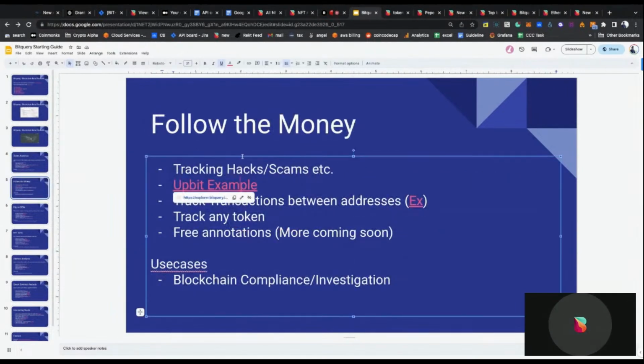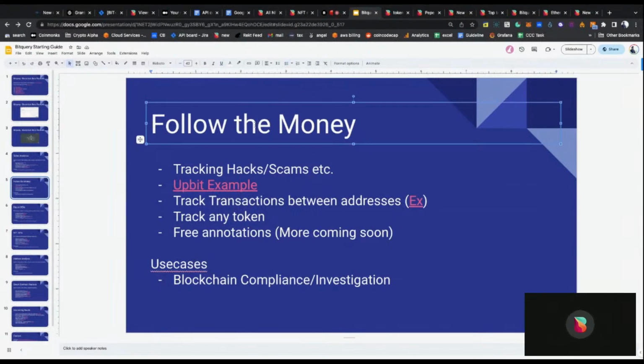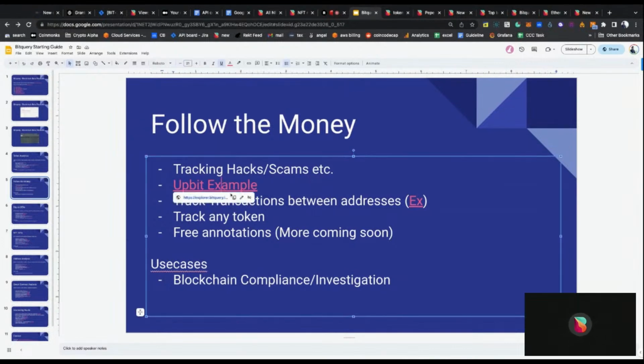Let's see more interesting things. So we have a product called CoinPath, a set of APIs which help you to follow money on blockchain. Let me show you with an example.